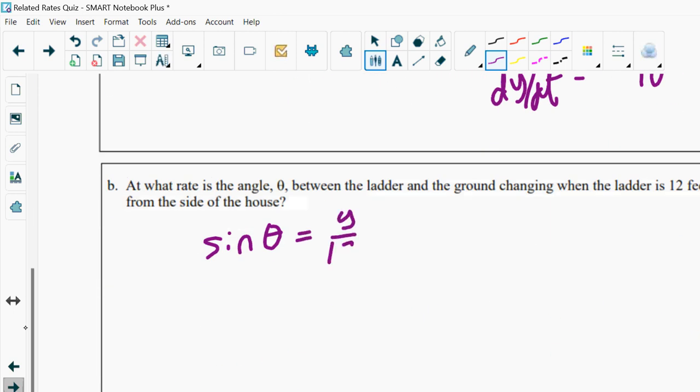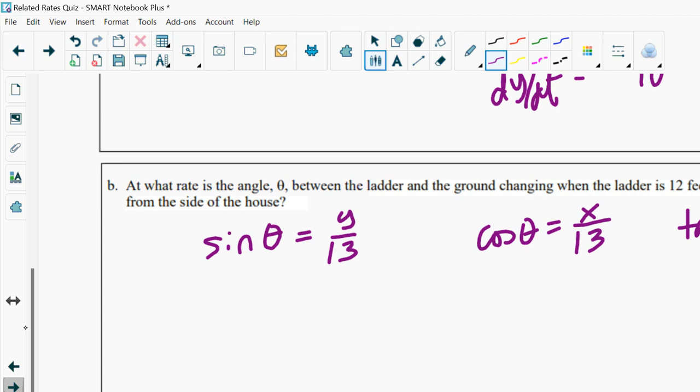But I just want to say, you could have said cosine equals x over 13 and got the right answer. You could have said tangent. Tangent would have been a crazy one to pick, in my opinion, because both of them are variables, and you'd have to do the quotient rule. To me, that's a terrible choice. But sine or cosine is a great choice because we can do the derivative of that. So it was a point to write a correct equation here.